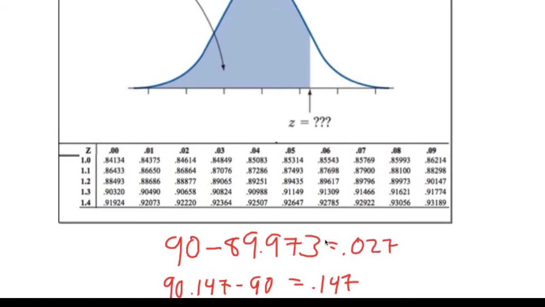Okay, and so the most accurate z-score that would correspond would be the one that corresponds to the 0.89973, which, if I look at what row and column that's in, is a z-score of 1.28. And that's as close as we can get.